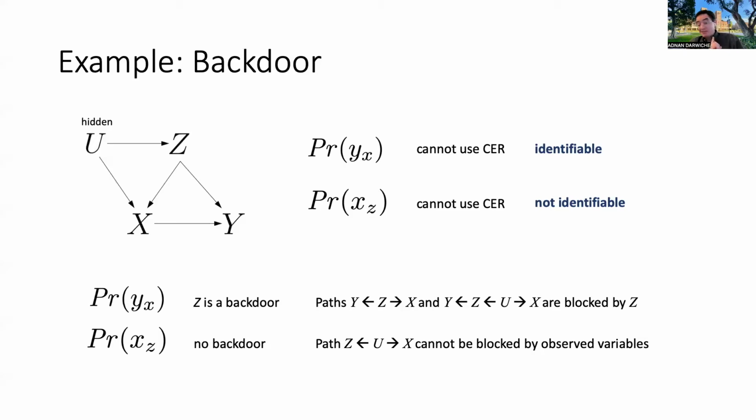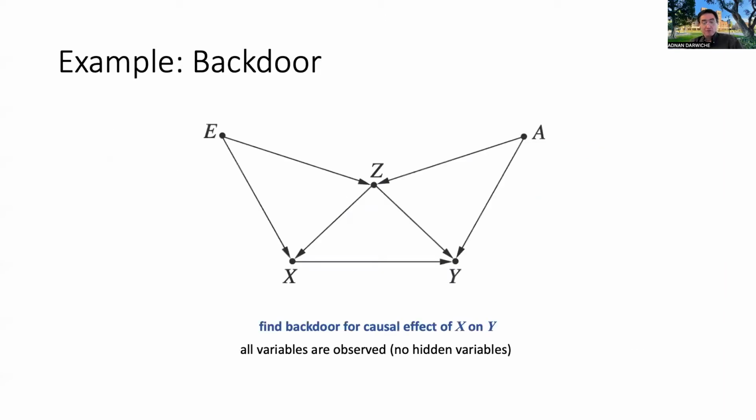All right. Okay, let's do one more example on backdoors, which is more involved. We can look at this bigger example. And we're interested in the causal effect of X on Y. And in this case, we're going to assume everything is observable. So everything can be a legitimate variable for a backdoor. All right, so all variables are observed, no hidden variables.